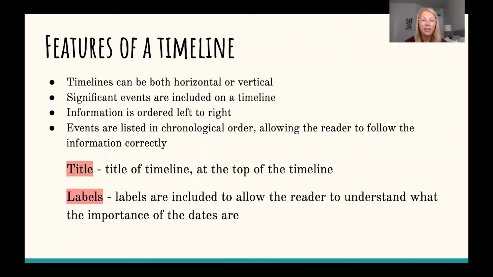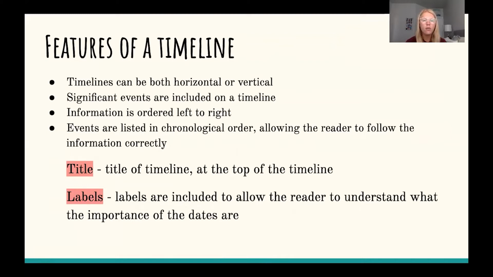Features of a timeline. Timelines can be both horizontal or vertical. So timelines can go left to right or top to bottom. Significant events are included on a timeline. So when we're looking at a timeline, it is most of the time including important events that have happened over a period of time.